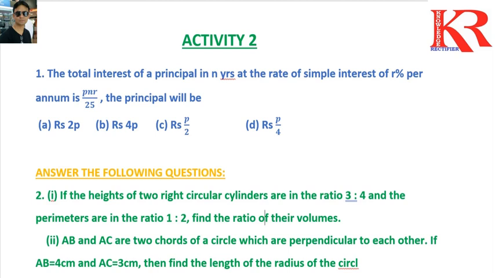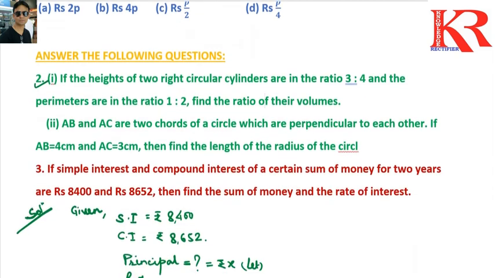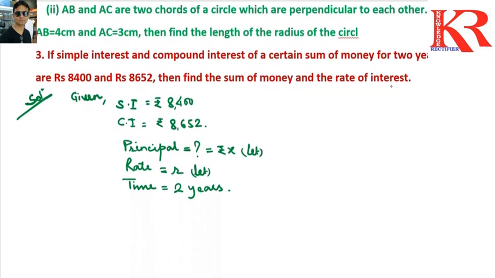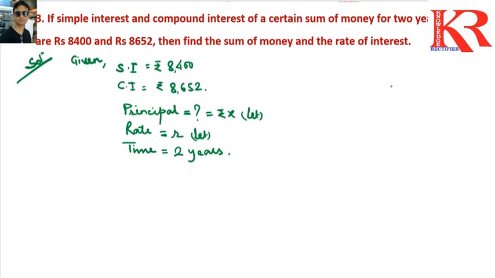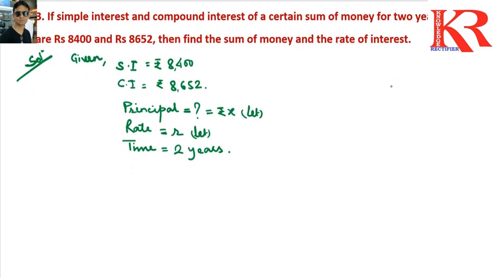We will continue to solve problems from activity 2 in this video. Question number 1 and question number 2 we have already solved. We will go to question number 3. This is a mixed question from SI and CI which we have already done.